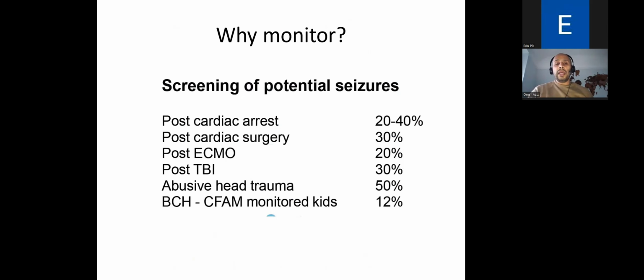The counter to that, and I completely recognize it, is that people say that if, for example, post-cardiac surgery 30% of these patients have evidence of electrical seizures, I completely agree that not all of these need to be treated, but it's recognizing that there is a component of patients who have electrical seizures. Whether that makes any difference to their outcomes is really difficult as well, from my point of view.